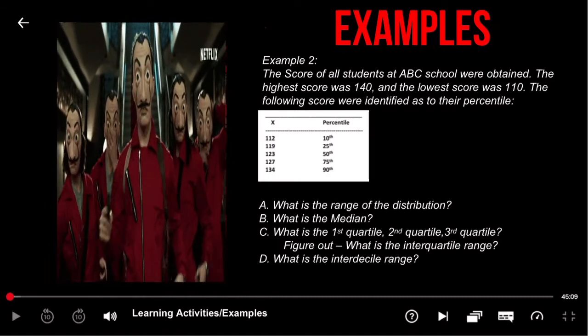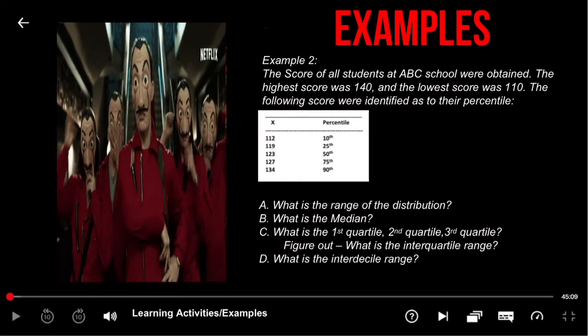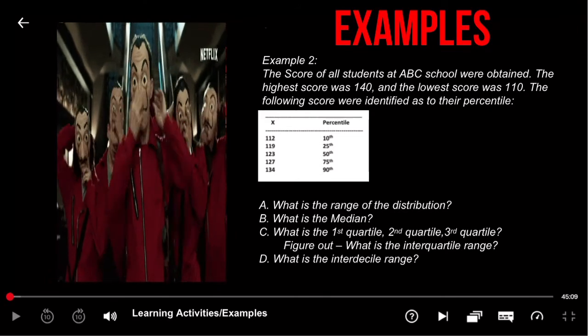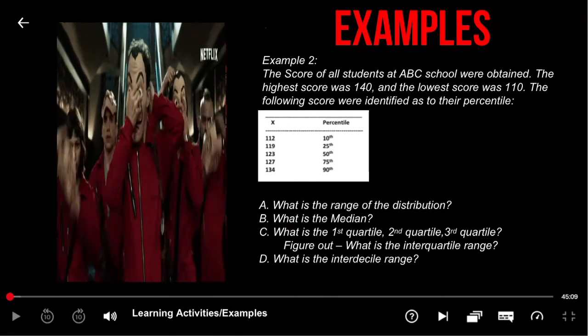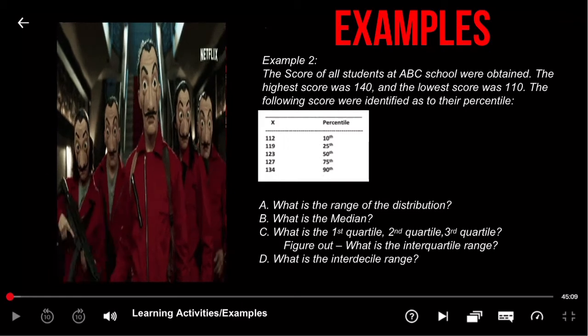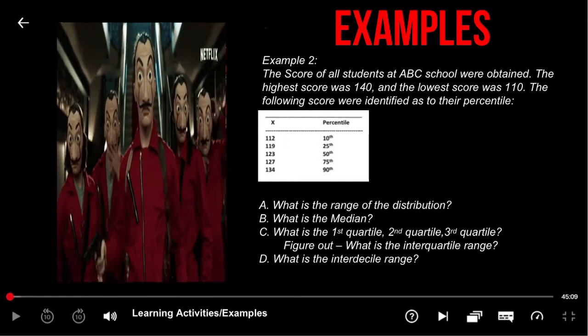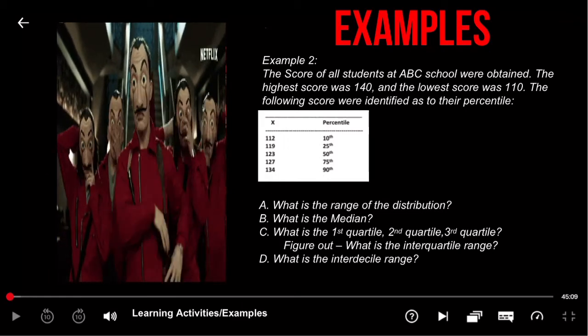The questions are: A. What is the range of the distribution? B. What is the median? C. What is the first quartile, second quartile, and third quartile? Figure out what is the interquartile range. And letter D. What is the interdecile range?